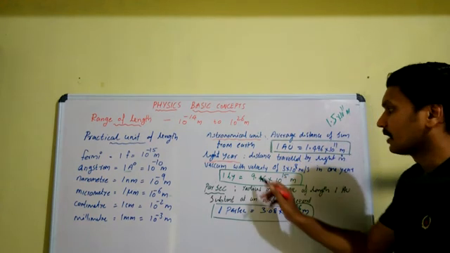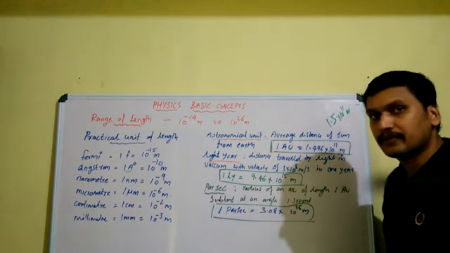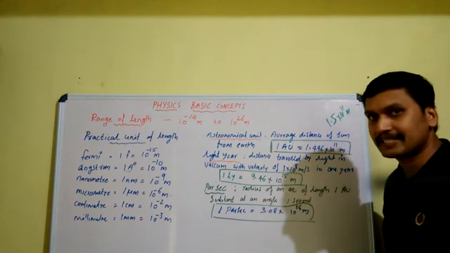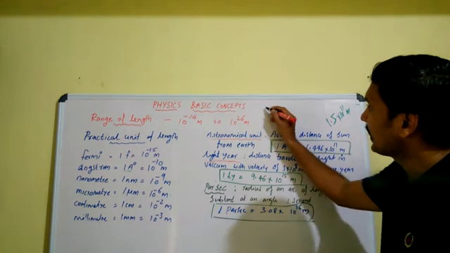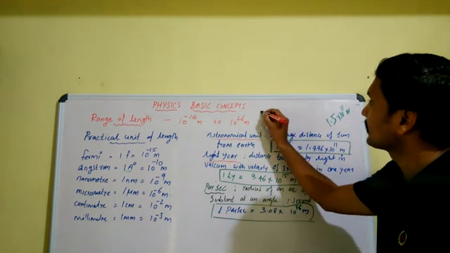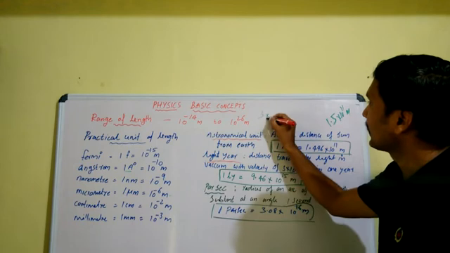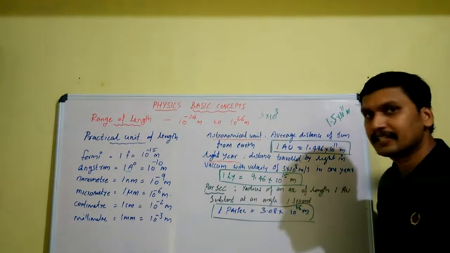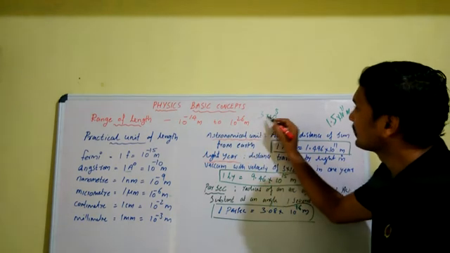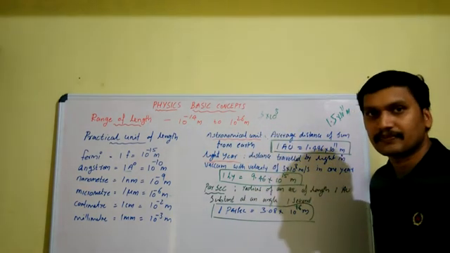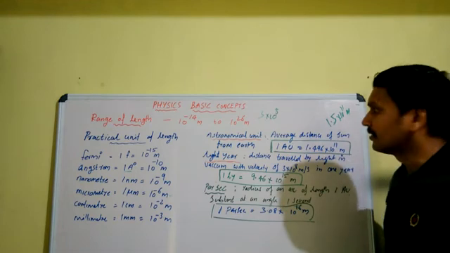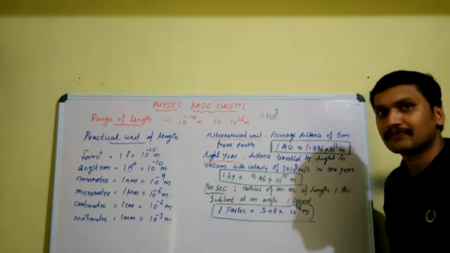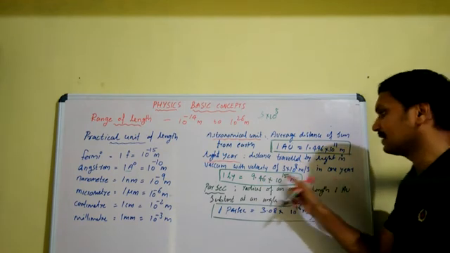Let us calculate that value. How to calculate that value? It is numerically equal to 9.46 into 10 raised to 15 meter. We know that in 1 second light will travel a distance of 3 into 10 raised to 8 meter. So, let us calculate how many seconds there are in 1 year. It is the distance travelled by light in 1 year.